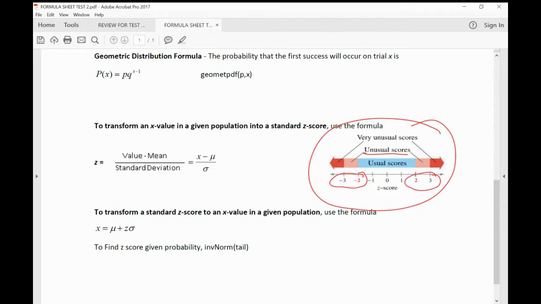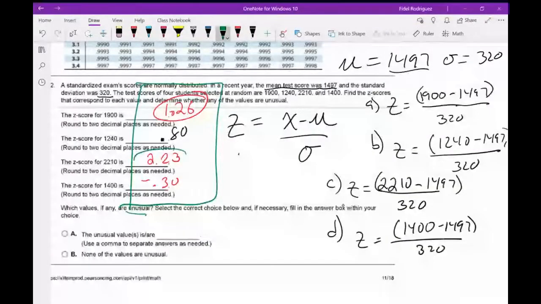So when I look at those z values that we came up with, they were either between -2 and -3 or between 2 and 3. And I want to say that when we did our problem, we came up with, yeah, this one right here. Okay, so the unusual score was the 2210.